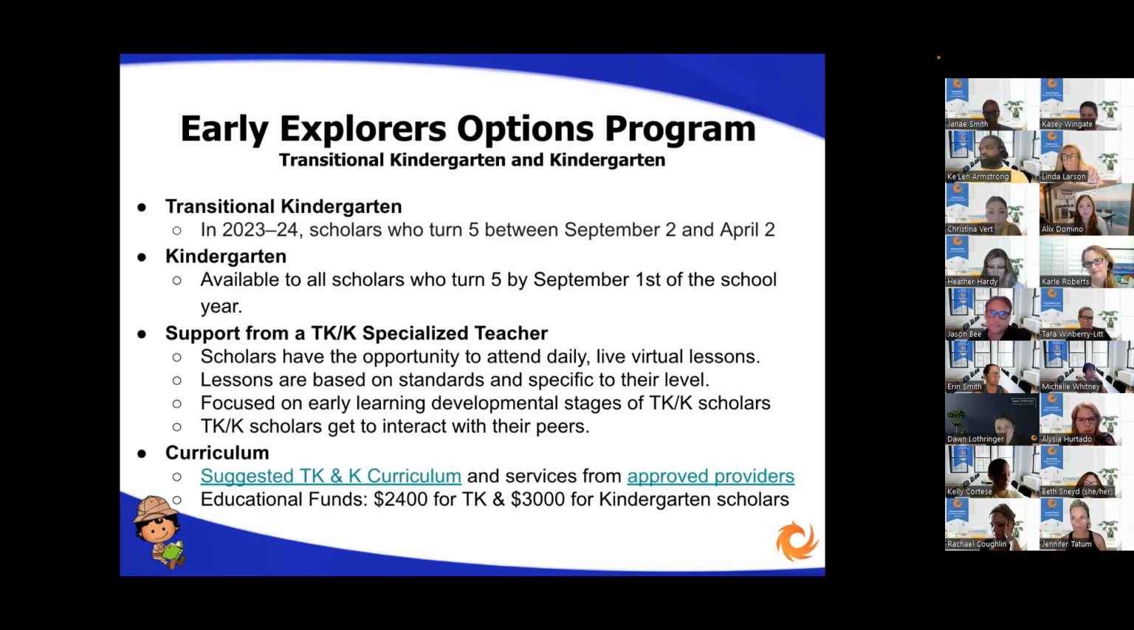Our transitional kindergarten scholars this year, any scholar who's 5 between September 2nd and April 2nd, so that's a longer period of time now, is able to enroll in transitional kindergarten. Kindergartners still, if they're 5 by September 1st, they're enrolled in kindergarten. So now we have this 2-year cohort where we are working with kids as they come in, turning 5 during the school year, and then those who are already 5.